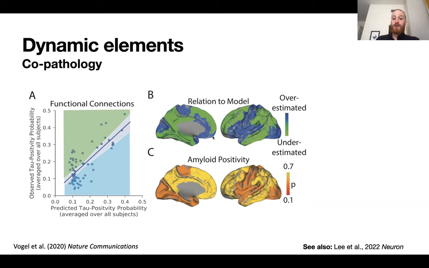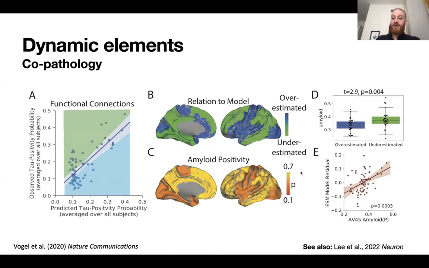tau accumulation, we found that regions that are here in green at the top brains were regions that were underestimated by the model. So they had less pathology. We expect the model predicted there was less pathology than there actually was. And those regions all seemed to have more amyloid in them. And there was actually a correlation between the model residuals and the level of amyloid at the nodal level. And so what we really need to do is actually integrate this information into a diffusion model.